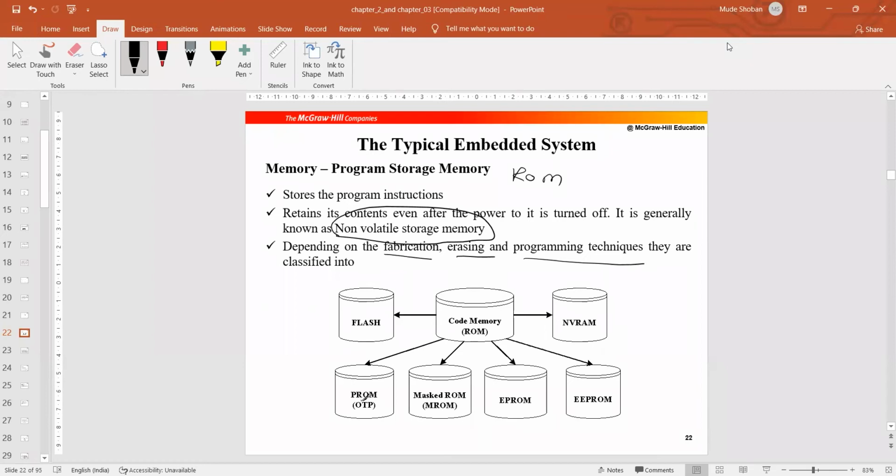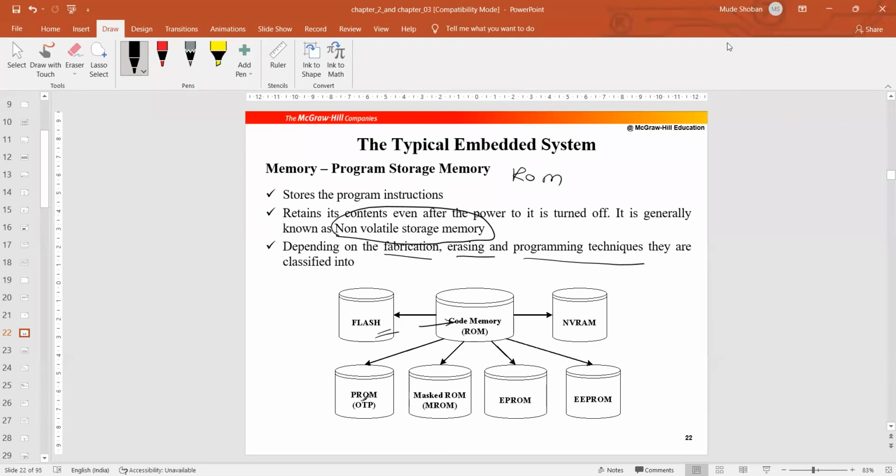The next point is arranging and programming techniques, by which memories are classified. Arranging means the data or instructions written in the program memory may be arranged line by line, or the entire instruction set at one go. It depends on that, and the memories are classified accordingly. You could see the central block, this one is code memory, because when you call it code memory, you are storing instructions in it. All the programs are placed there. There is no data in this ROM, only programs.